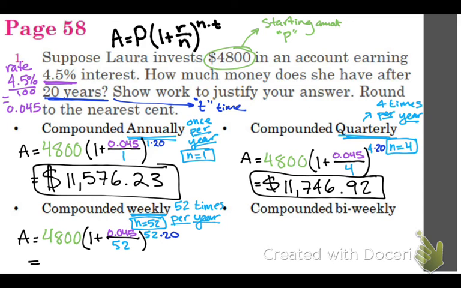Andre, do you have an answer? Could you read it to me? 11,801. And then 50 cents. Point 50 cents. Nice.